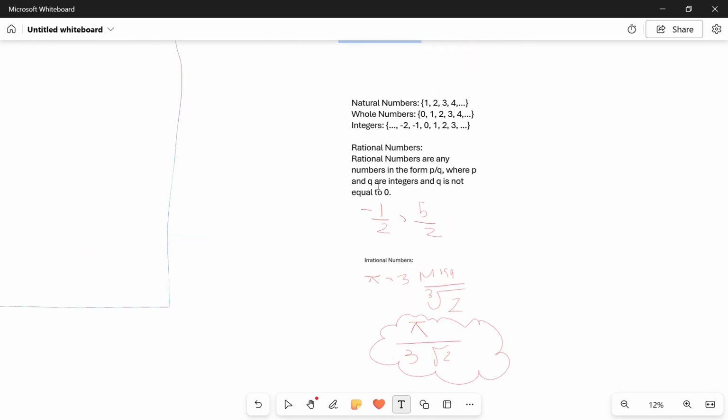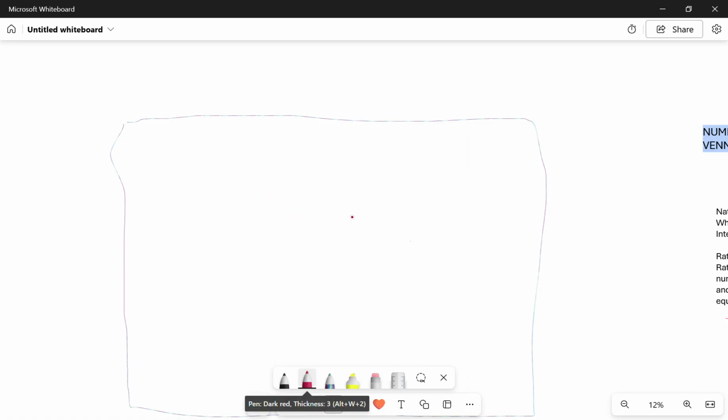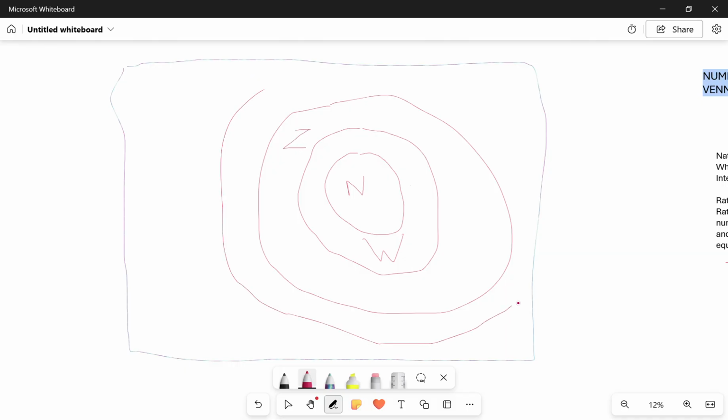Okay, I'll explain it to you during this. So if I start with natural numbers, the symbol for denoting natural numbers is N. My first circle will be natural numbers. Now outside of it would be whole numbers. Then would be integers, which is represented by Z. Then would be rational numbers, which is represented by Q. Now outside of this would be irrational numbers, which is I, and this whole thing is real numbers.